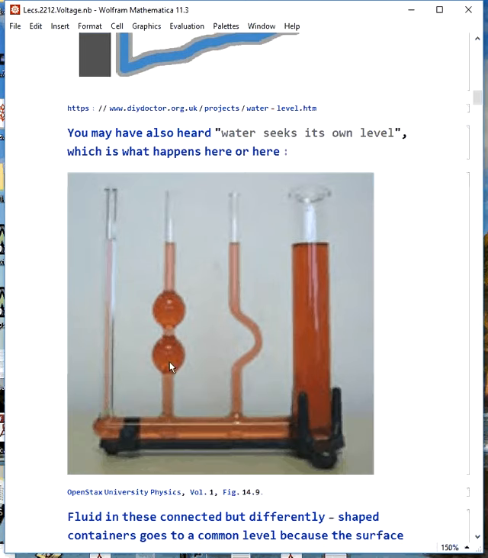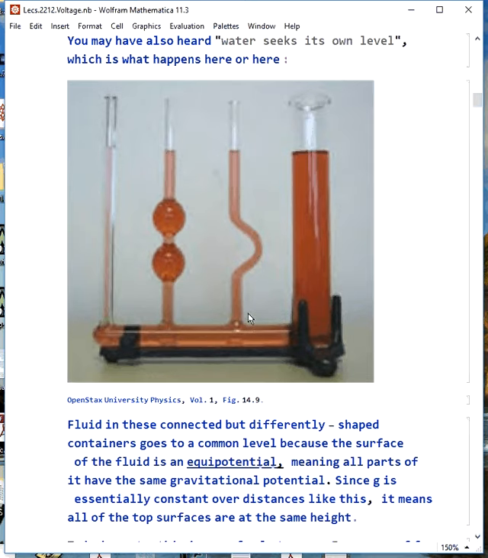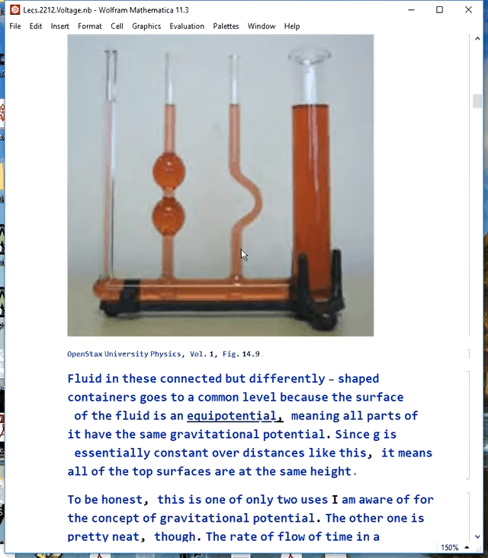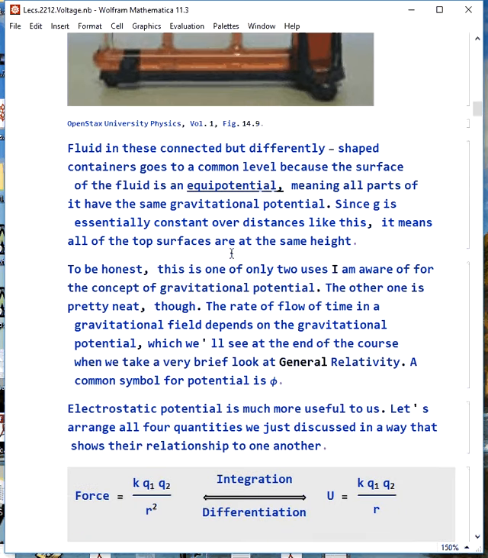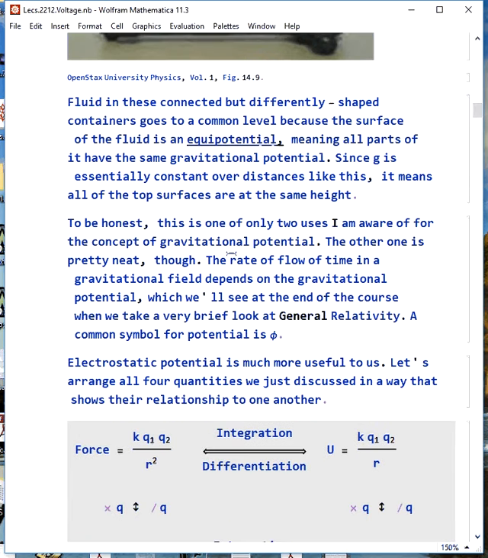You can also see this from first semester physics when you were looking at the height of fluids in differently shaped containers. They're all connected at the bottom, so even though they have all these weird shapes and diameters, they all have a common level here because that fluid is coming to a common gravitational potential. That means the surface of the fluid is an equipotential. All parts of it have the same gravitational potential, so all parts of this and this and this and this. Since g is pretty much constant over distances like this, what it also means is all the top surfaces have the same height. This is about the only use I know of for gravitational potential, but the other one is really neat.